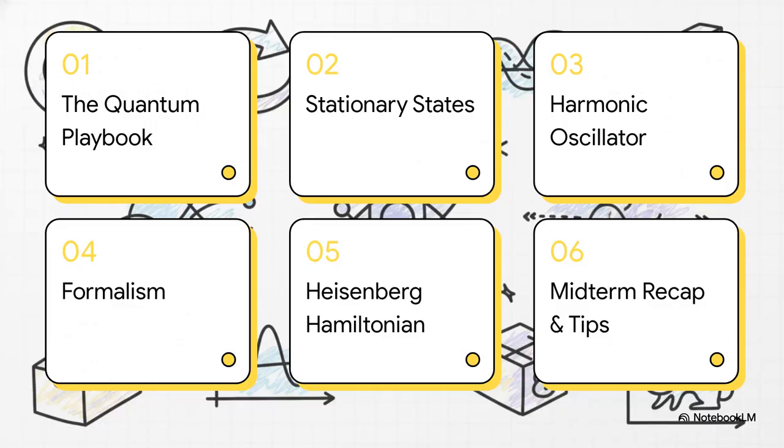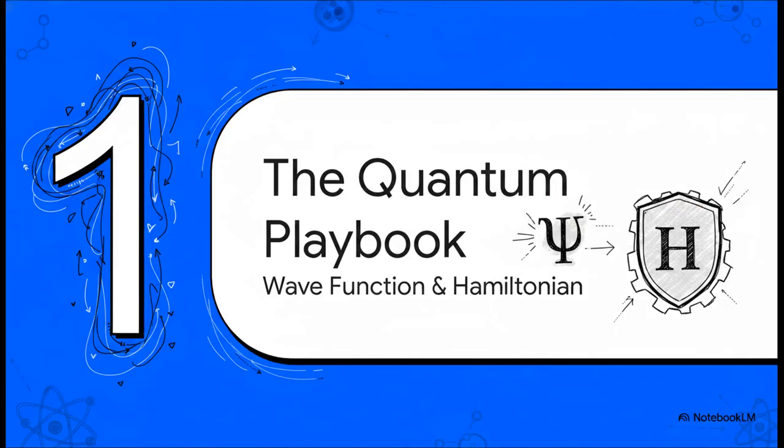So, here's our game plan for today. We're going to start with the two absolute main characters of the story, the wave function, psi, and the Hamiltonian, H. Then, we'll get into what I think is the master key for solving problems, stationary states. After that, we'll put it all to work on a classic exam problem, the harmonic oscillator. From there, we'll zoom out and look at the abstract rules of the game, apply them to a spin system, and then wrap everything up with a final recap and some last-minute tips. Okay, let's dive right in.